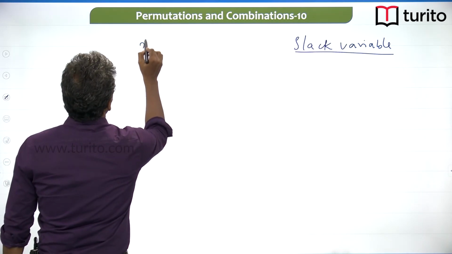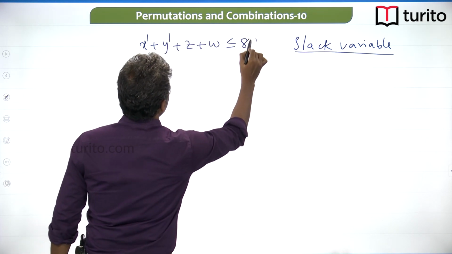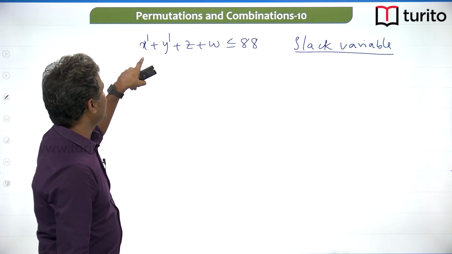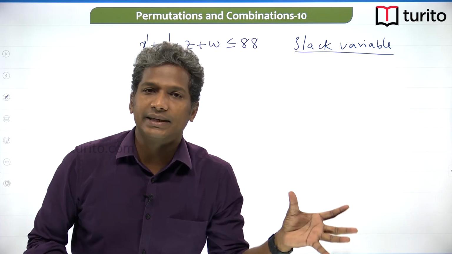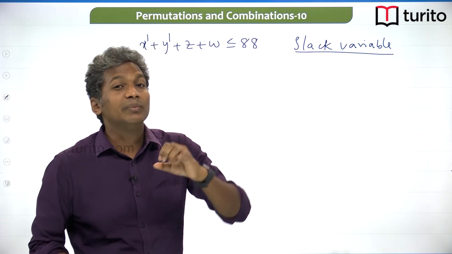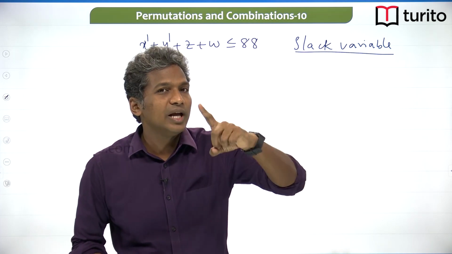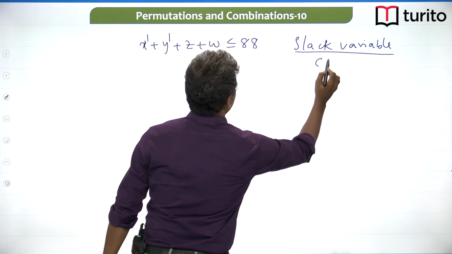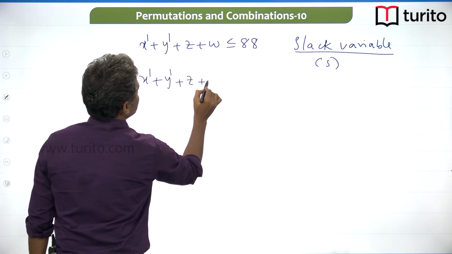So here x dash plus y dash plus z plus w was less than equal to 88, right. And this means the sum of all these 4 variables may not be exactly 88. It may be equal to 88, it may be 87, it may be 86 and so on, it may be 0 also. But whatever is the value that is remaining, I am going to name that as the slack variable. So I am going to introduce one slack variable here which is s. So when I introduce s, the equation will become somewhat like this.